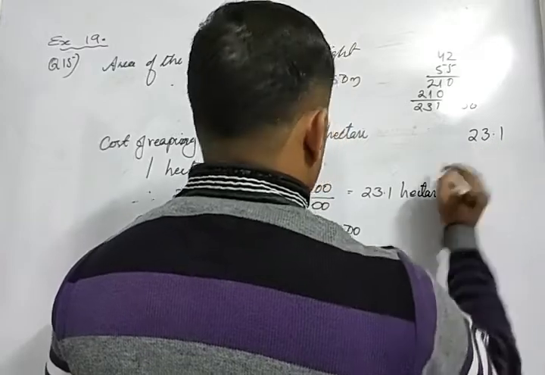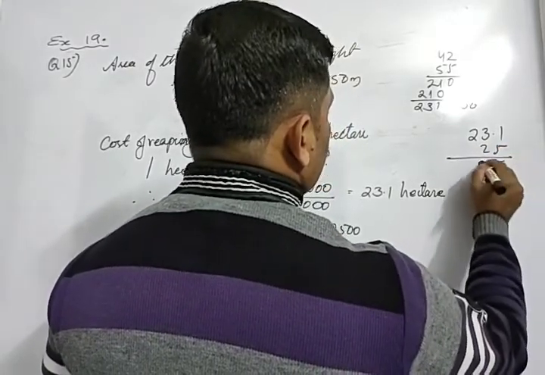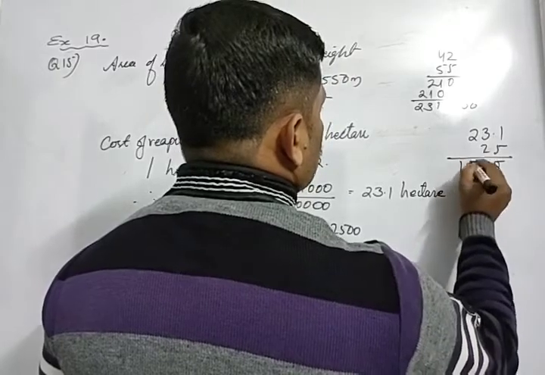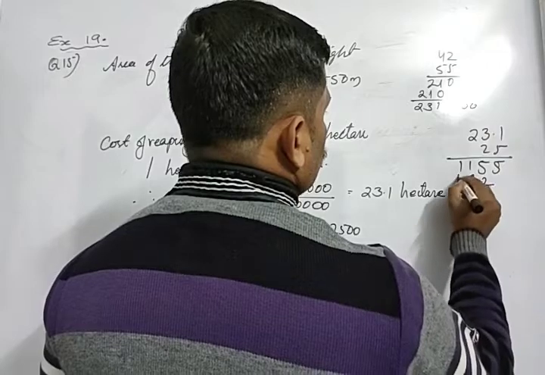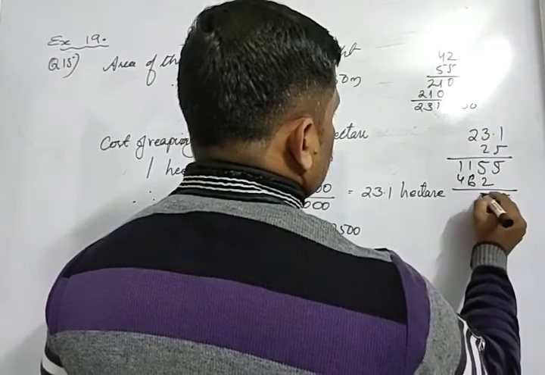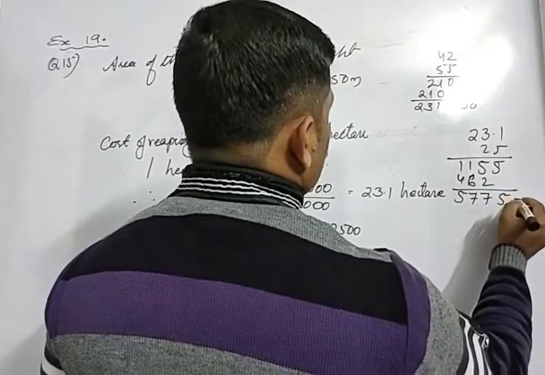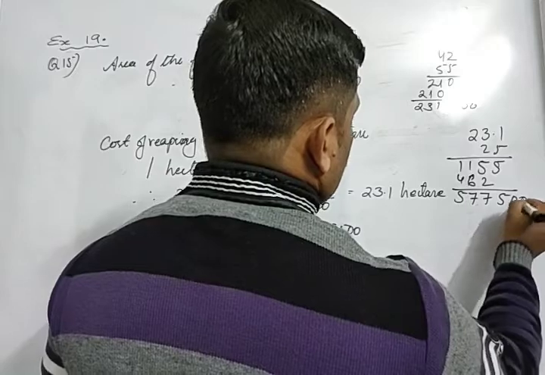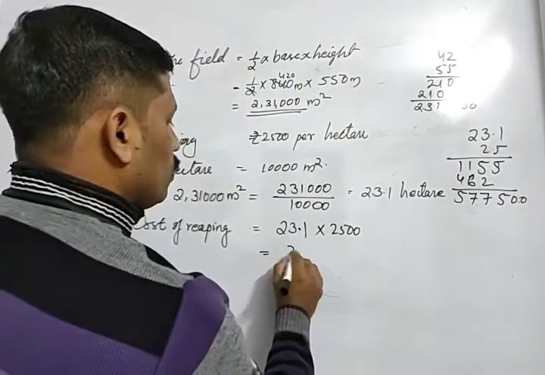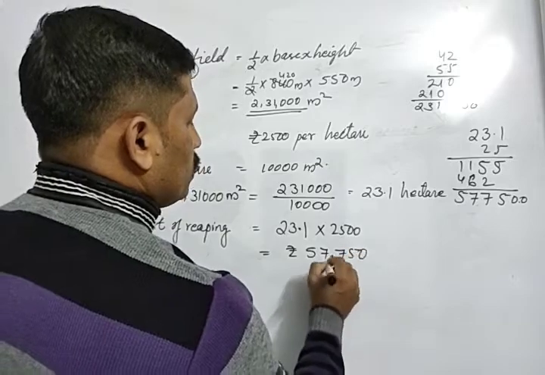23.1 into 2,500. We multiply by 25. 1 5 is 5, 5 3s are 15, and 5 is 10 plus 1, 11. 2 1s are 2, 2 3s are 6, and 2 2s are 4. So 5, 7, 7, 5. 1 0, 2 zeros we place. That, and how many digit point? Here 1 digit before point. So it will be rupees 57,750.